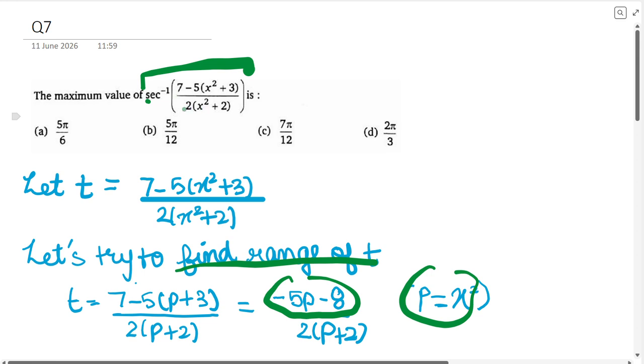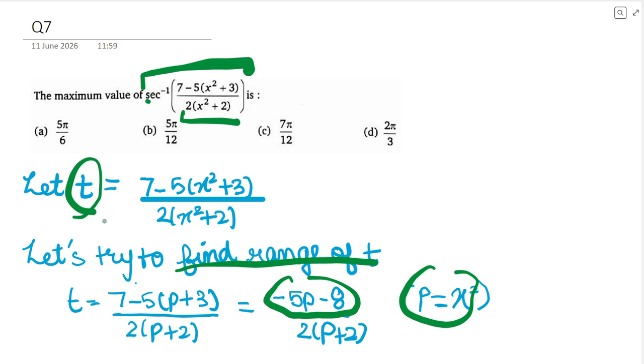Whenever there is a bigger expression given inside some bracket, you can always substitute it as a variable, like we have done here with t. Then our calculations and representations will be simpler. So our answer was 2 pi by 3.